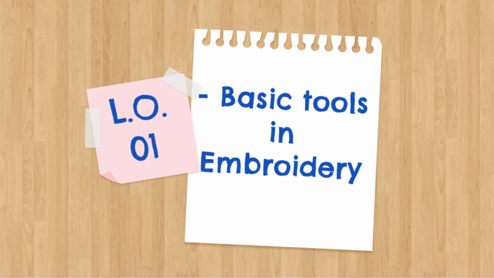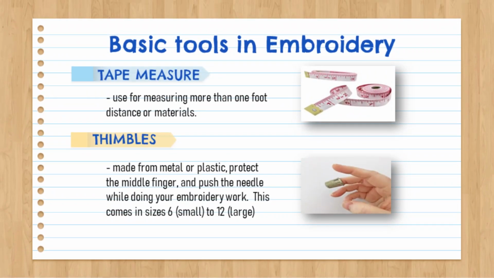So for the learning outcome, number 1, basic tools in embroidery. Number 1, tape measure. Used for measuring more than 1 foot distance or materials. Number 2, thimbles. Made from metal or plastic. Protect the middle finger and push the needle while drawing your embroidery work. This comes in sizes 6 or small to 12 large.